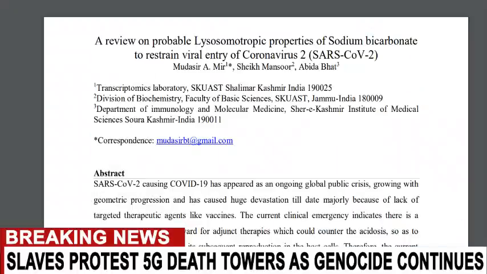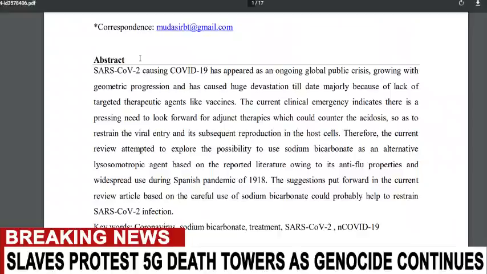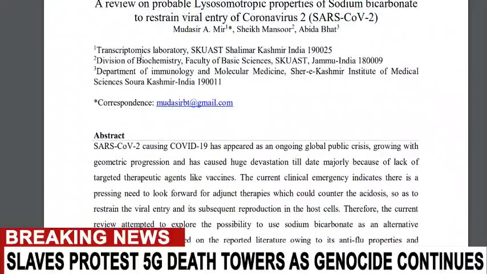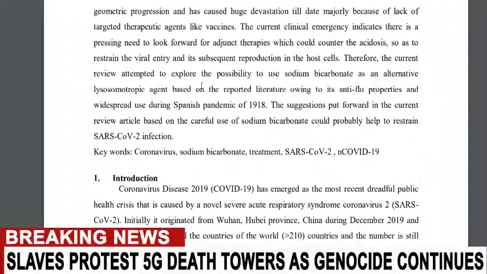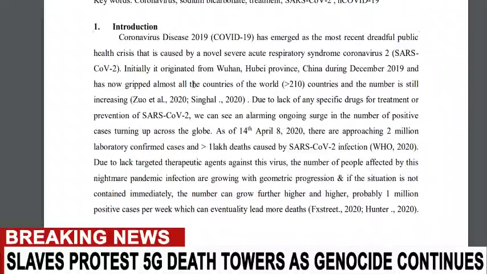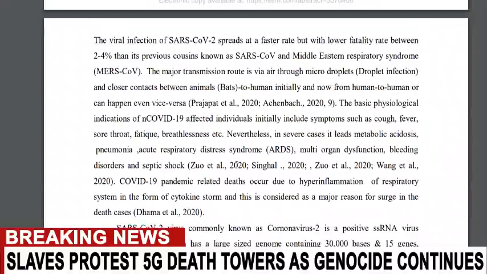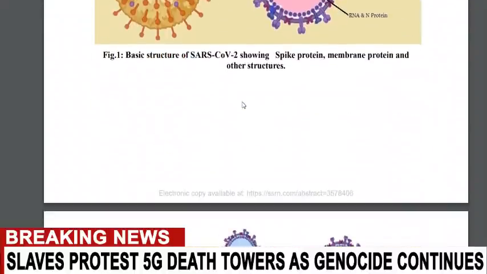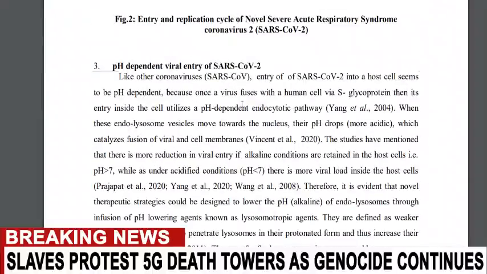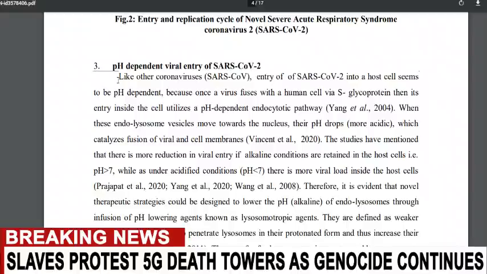And there's not a whole lot of white papers on the subject, to be quite honest with you. But we did find this one that was maybe rated B, from India. SARS coronavirus 2 causing COVID-19 has appeared on a global scale, et cetera, et cetera. And eventually, they talk about molecular targets of SARS, COVID, more or less the same kind of understanding that other research papers are referencing.